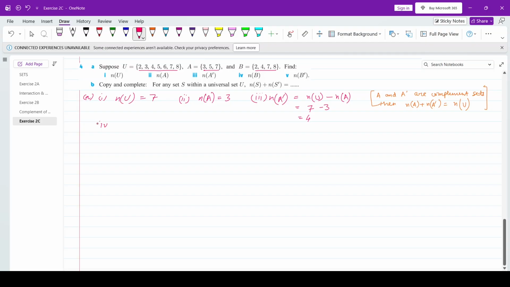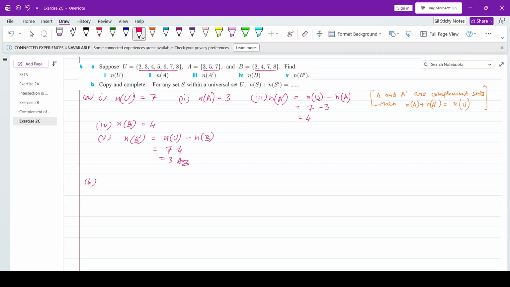So part 4 is number of elements in B. That will be 4, and part 5 is number of elements in B prime. That will be number of elements in universal set minus number of elements in B. That is 7 minus 4 or 3. That is our answer.